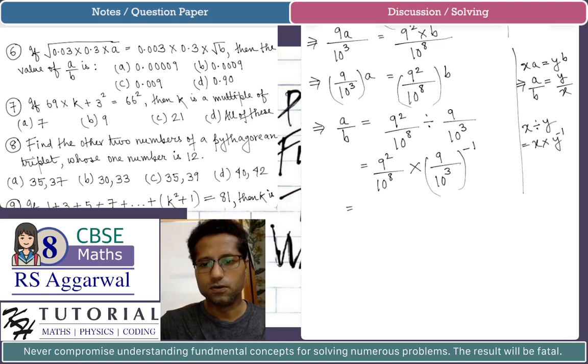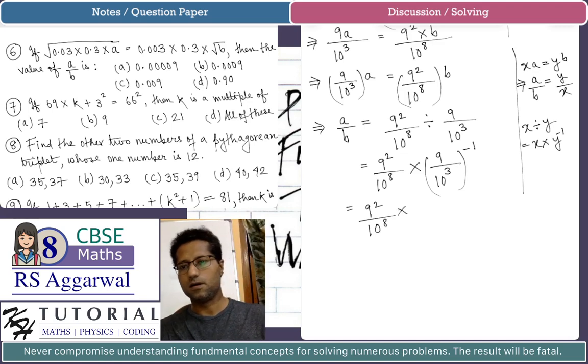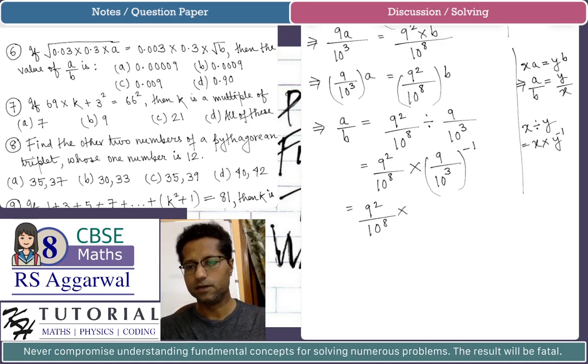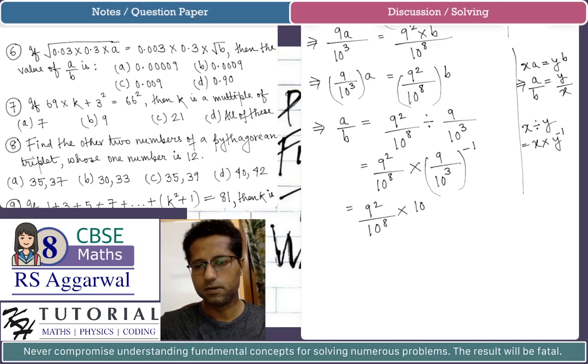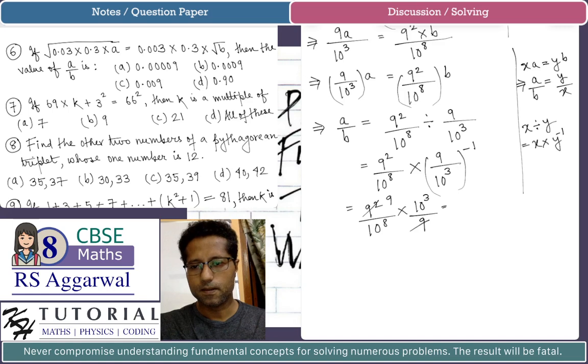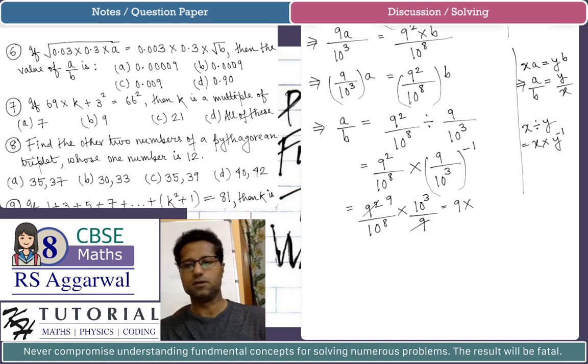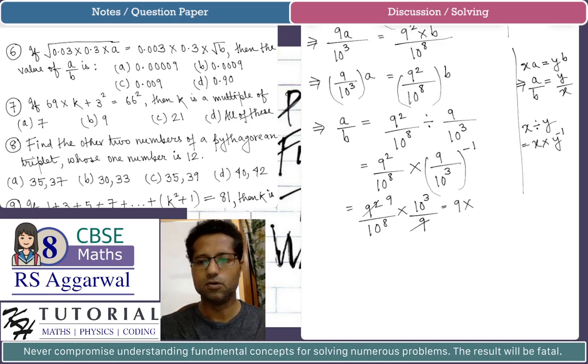So this is equal to 9 square divided by 10 to the power 8 multiplied by, now the reciprocal of 9 by 10 to the power 3 is 10 to the power 3 divided by 9. Now you have to do cancellation. 9 and this is equal to 9. We have 10 to the power 3 in the numerator and 10 to the power 8 in the denominator. We can say this is 10 to the power 3 divided by 10 to the power 8.